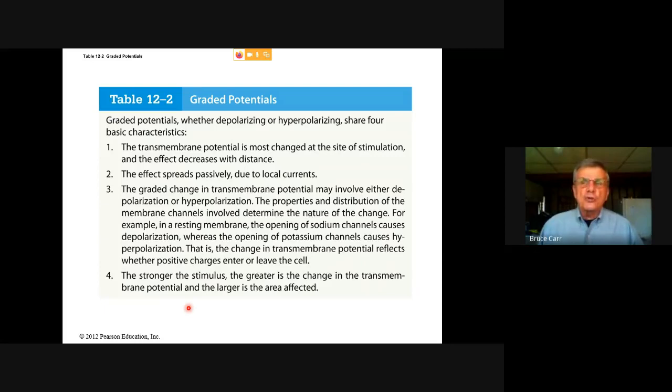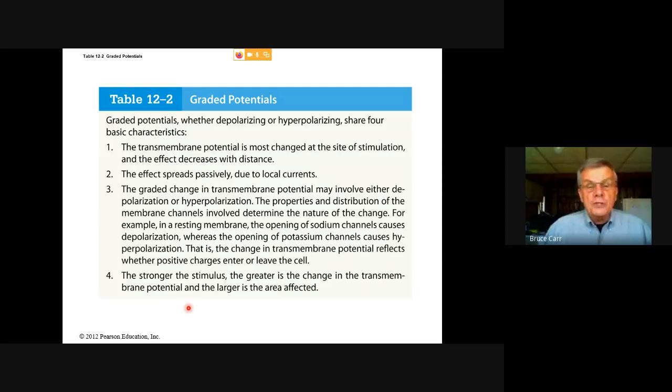If it's a true graded potential, it's sort of like throwing a stone into a calm pond, the ring that starts out, and it's highest right near where the stone hits. But as it spreads out, as that line gets bigger and bigger, the wave becomes smaller and smaller and eventually disappears. That's sort of a good model for thinking about graded potentials. They are produced in a particular place, and they die out.